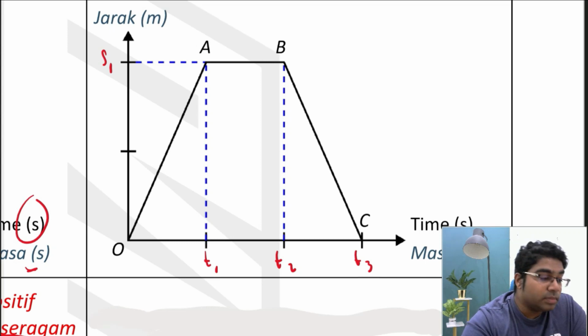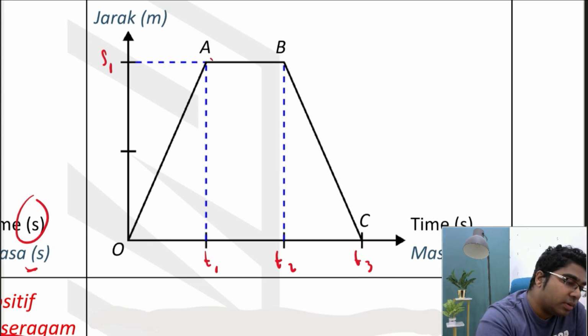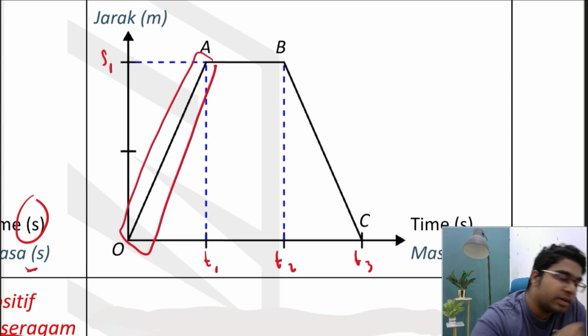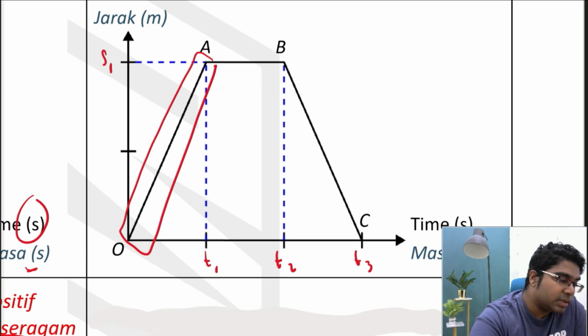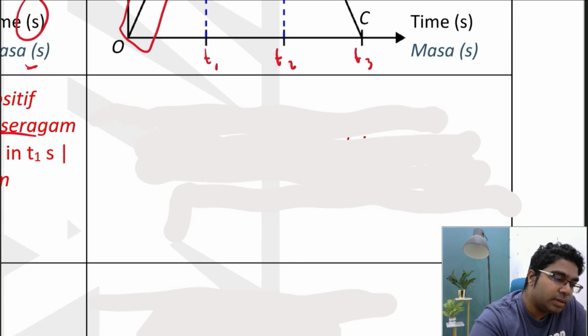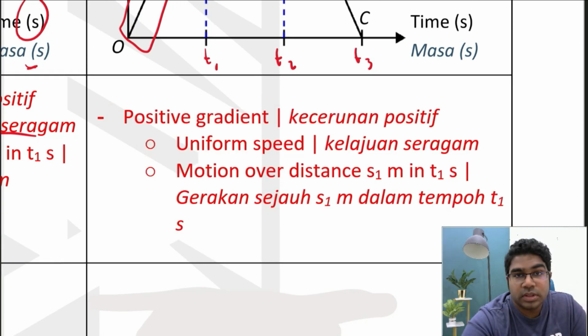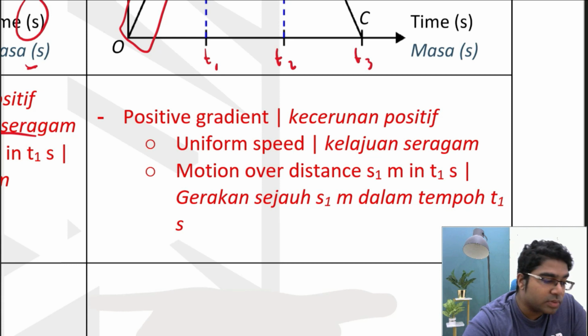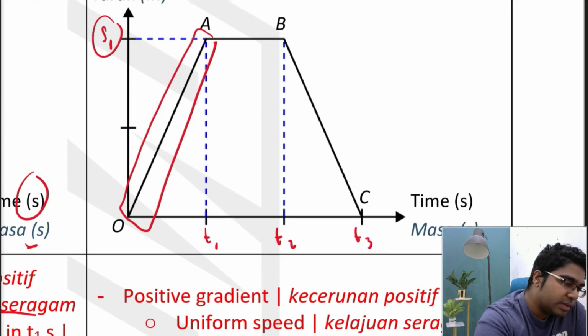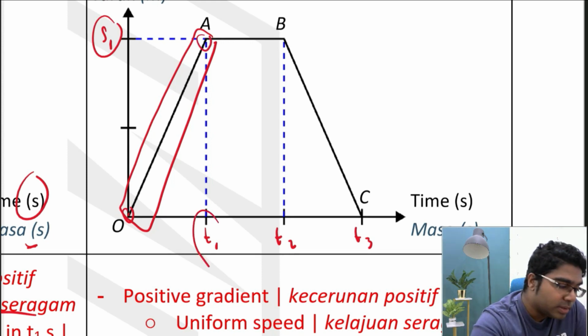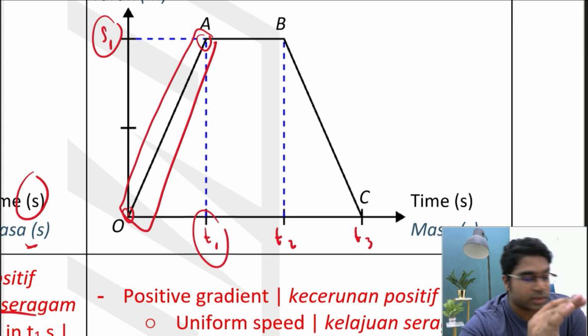Okay, this time kita tengok first OA sama dengan OA yang dulu. So, kita sudah pandai sini kan. We already know what to say here. That is kecerunan positive gradient, which means that it is uniform speed, kelajuan seragam, dan juga gerakan dia sejauh S1 meter. Dari sini ke sini, O ke A, dia sudah gerak sejauh S1 meter, tempoh masa dia T1. Ini semua kita sudah tahu, kita sudah pandai.